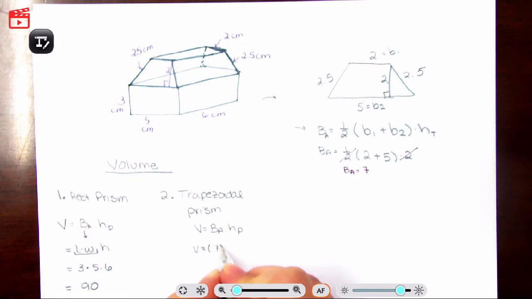So base area is 7 times the height of your prism. Now, if this is new to you, make sure you're watching the volume videos, because anytime you have a base that is complicated, what I mean by that is it's not a rectangular prism, any other base, assume that you're taking that base and putting it on top.